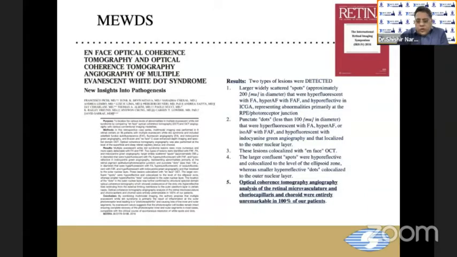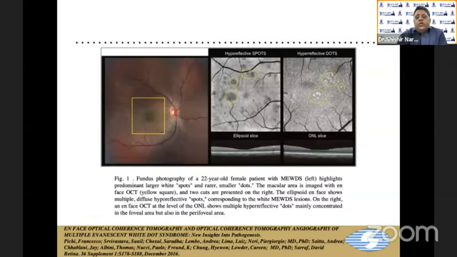Now, when we come to MUDES, it's another interesting entity where the OCTA has helped us to understand that there are no changes in the retinal microcirculation and at the level of the choriocapillaris and the choroid. But then what is it that is causing those spots and dots? So you see in MUDES the multiple white lesions which cause the larger spots and the finer dots. These are present closer to the fovea while these are dispersed over the posterior pole.